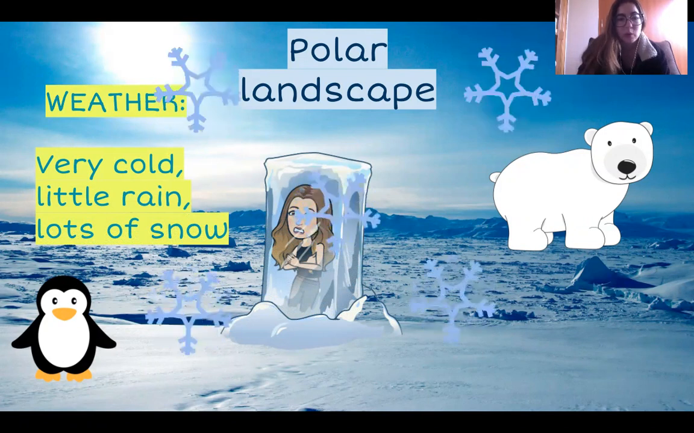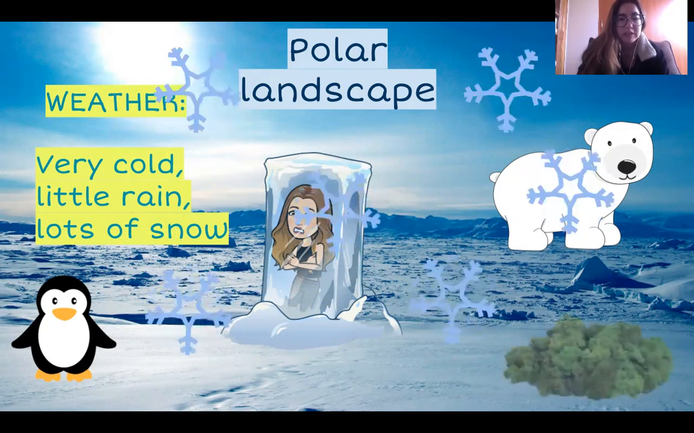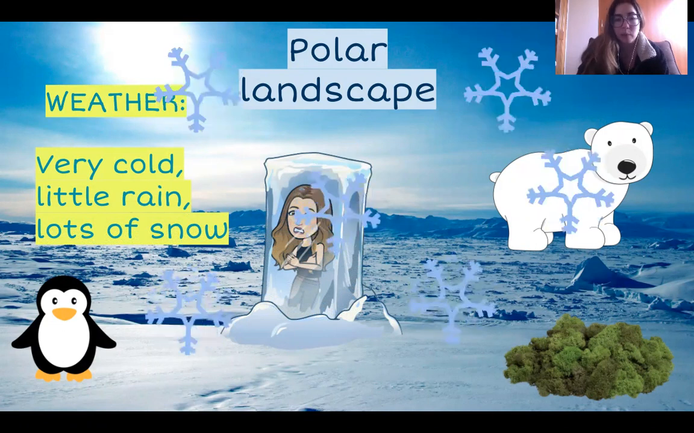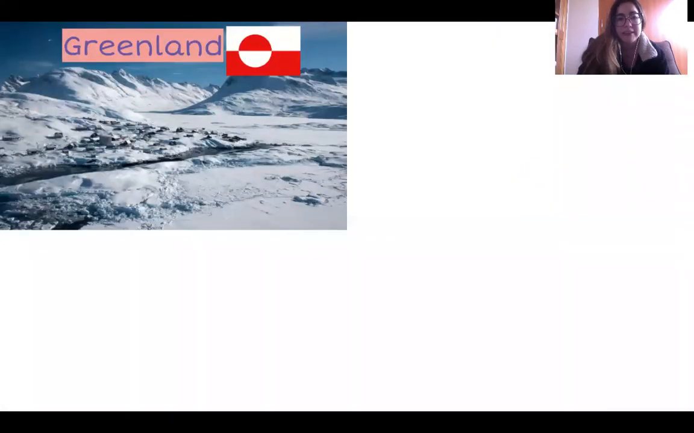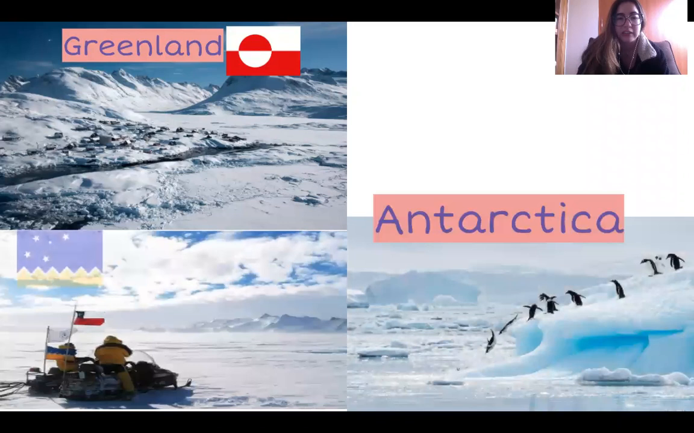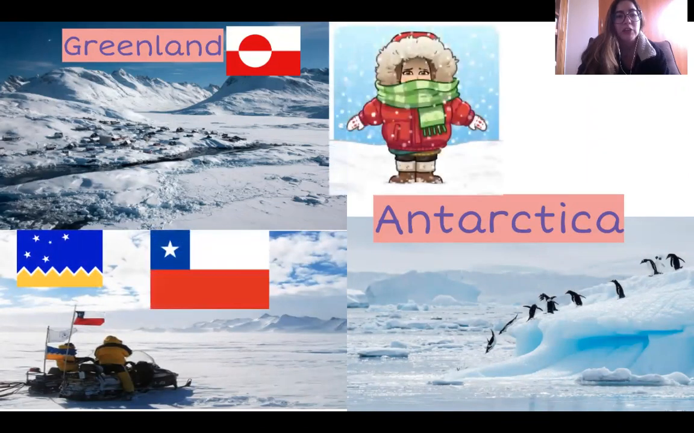But in summer, we can see some moss, which is a green sticky plant, like the one you can see there. We can find a polar landscape in Greenland, for example, and Antarctica. Did you guys know that one part of Antarctica is Chilean? That is very interesting. You can't just wear any clothes here. You need to wear special, very thick clothes in order to survive the low temperatures.